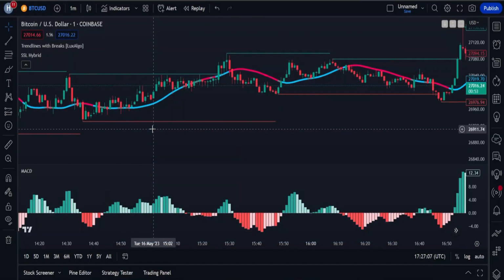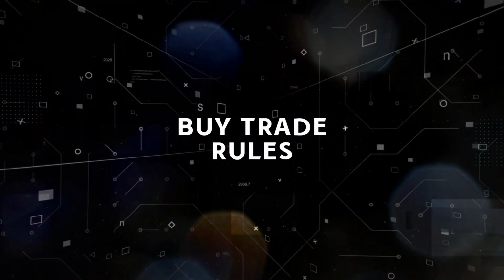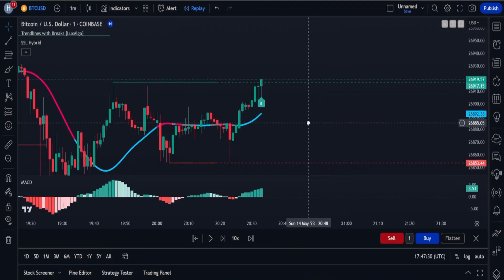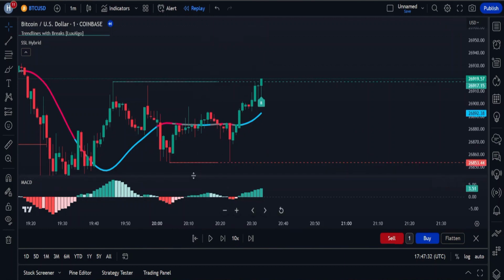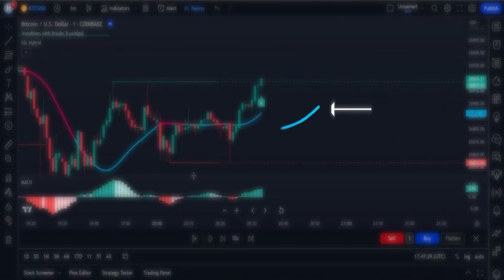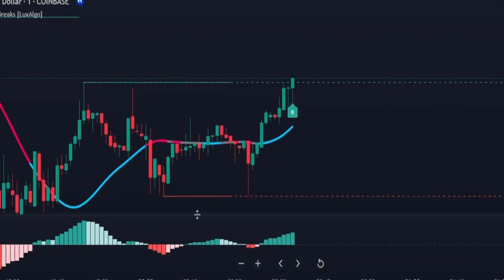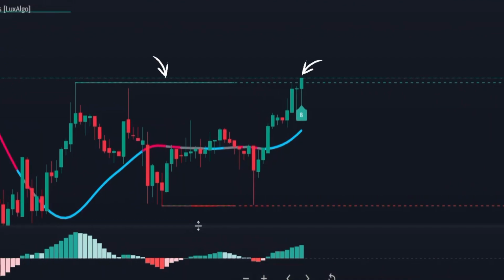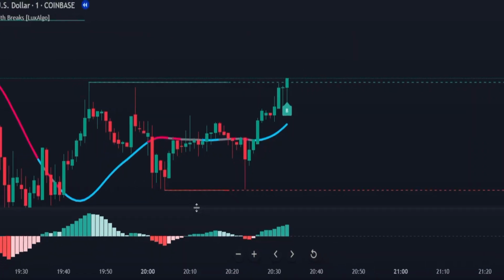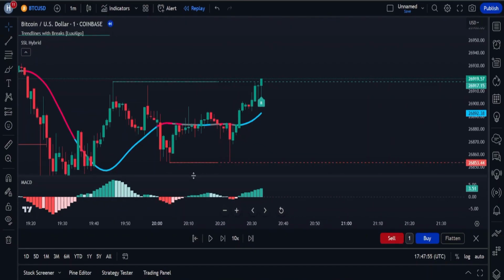Now let's see how we can enter profitable buy trades using this strategy. Buy trade rules. So for a valid buy signal, the following conditions must be met. First of all, the price action must be closed above the SSL Hybrid line, and the line must be blue in color. After this, we will wait for the Trend Lines with Breaks indicator to spot a bullish break, and this happens when the price action crosses and closes above this upper trend line, like it did here. So after these 2 conditions are fulfilled, we will see if the MACD confirms this breakout signal.